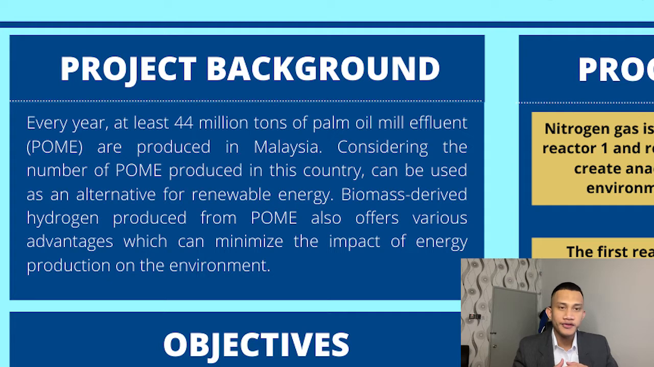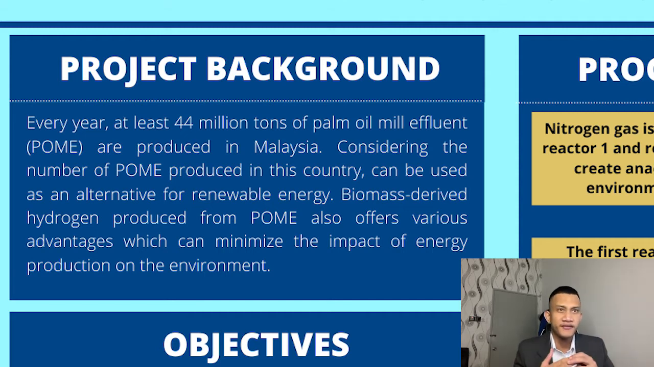As we all know, fossil fuel is the primary energy source in this world, and the burning of fossil fuels in power production contributes to the increment of carbon dioxide emission. Therefore, it is crucial for us to replace fossil fuels in order to reduce the environmental impact, and one of the available alternatives is using biomass from agricultural waste as renewable energy. Palm oil is one of the biggest industries in Malaysia, and every year at least 44 million tons of POME is produced in this country.